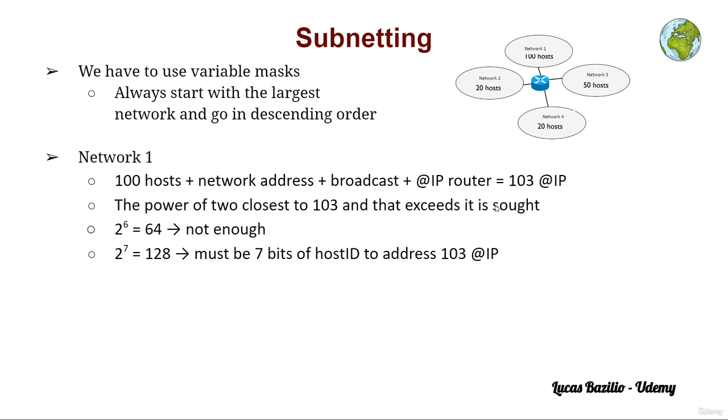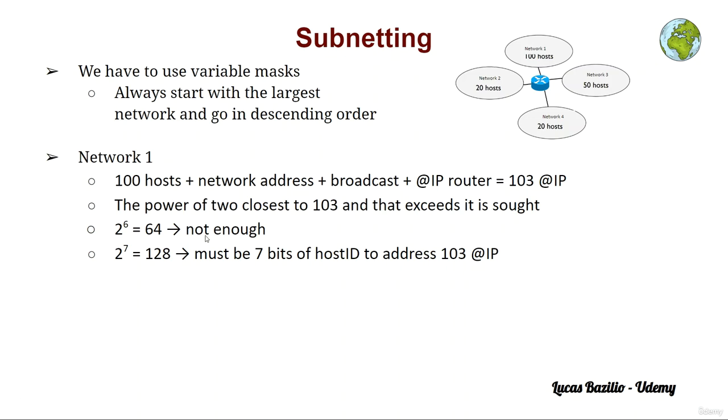So in total, we will need 103 IP addresses. So now the power of 2 closest to 103 that exceeds it is 128. In this case, 2 raised to 6 gives us 64.